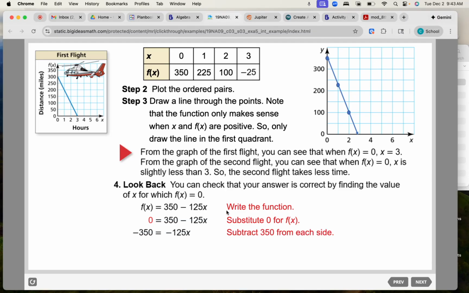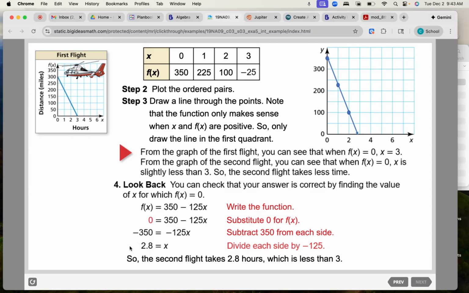Now you can check your answer by plugging in 0 here where this little arrow hits the x value. You can plug in 0 here and solve it so you can find out exactly what it is, 2.8 instead of 3. So it took us 2.8 hours, not 3 hours. So the second flight is faster. It was really all they're asking you.